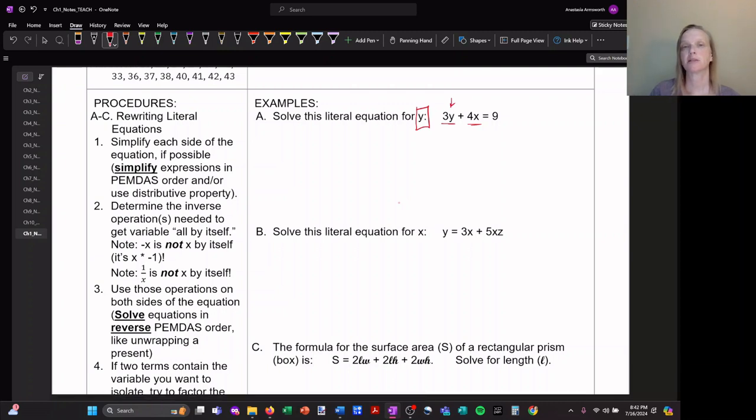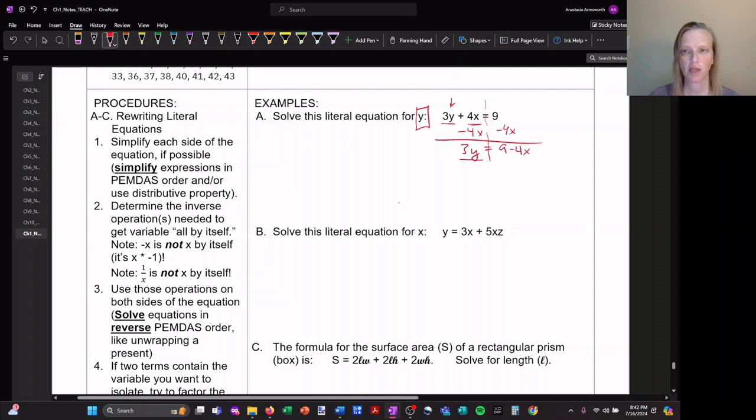Reverse PEMDAS order says I look at addition, subtraction first. So this 4x is being added to the y. So I'm going to get rid of it by subtracting 4x from each side of the equation. Remember, each side of the equal sign. So I'm left with 3y on the left, and that equals 9 minus 4x on the right. Now I want to divide the 3 away.